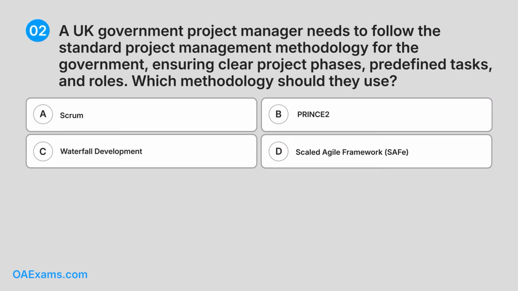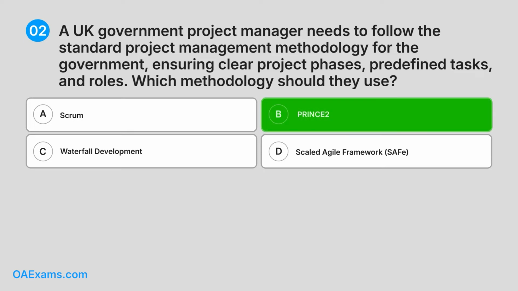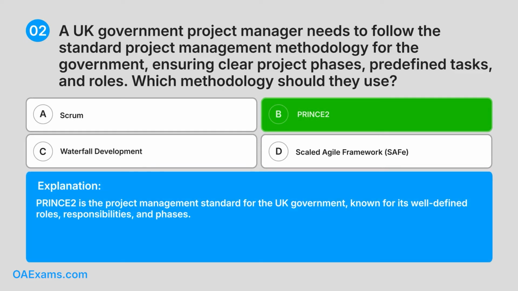2. A UK government project manager needs to follow the standard project management methodology for the government, ensuring clear project phases, predefined tasks, and roles. Which methodology should they use? A. Scrum. B. Prince 2. C. Waterfall development. D. Scaled Agile framework. Do you know the answer? Correct answer. B. Prince 2. Explanation. Prince 2 is the project management standard for the UK government, known for its well-defined roles, responsibilities, and phases.